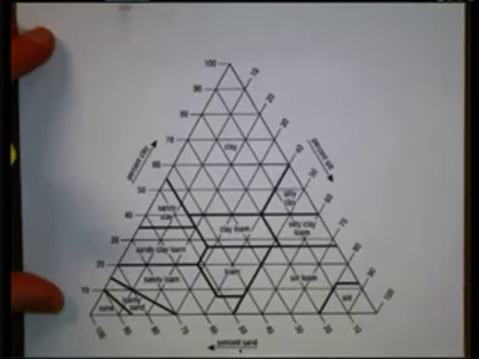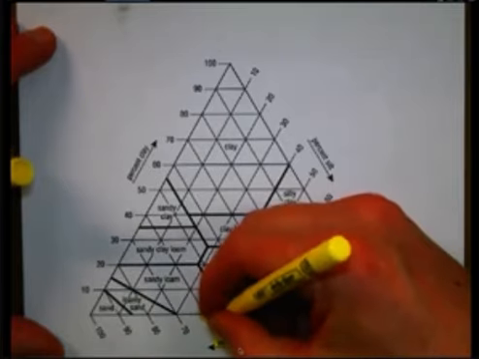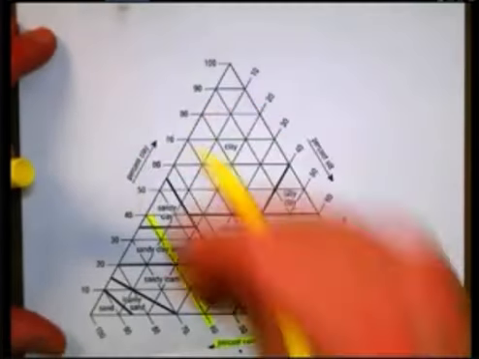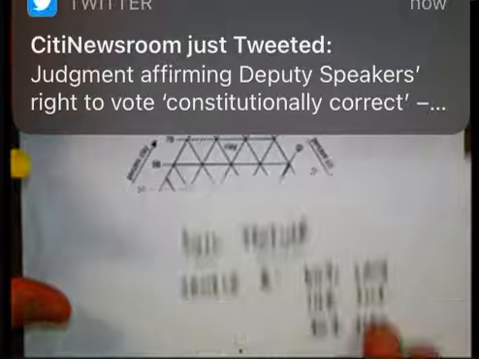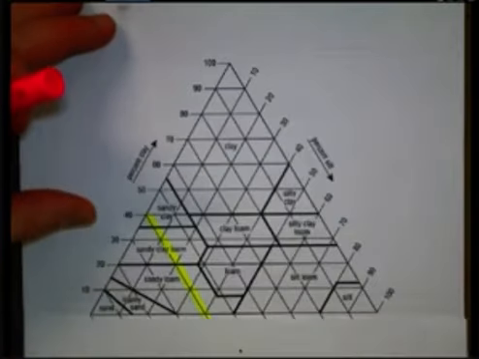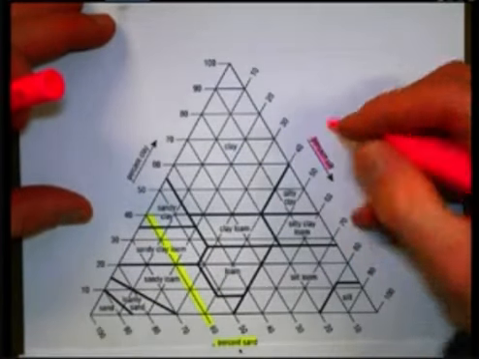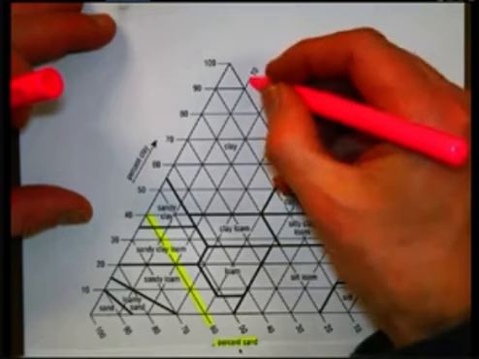Again, the sand is along the bottom axis. Increases from right to left. There's the 60% sand right there on that line. Highlighted it. The second particle size is the 10% silt. We're looking for 10% silt. Here's the silt axis. 10%, there's the 10% line.